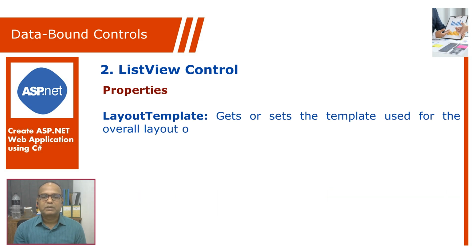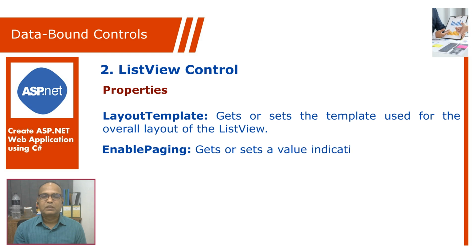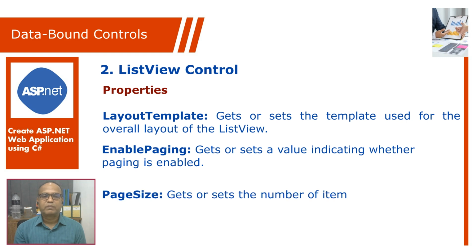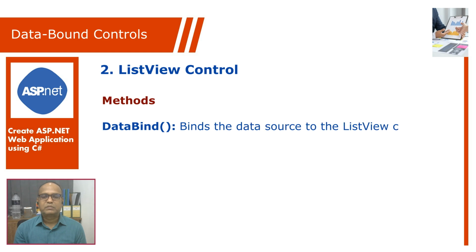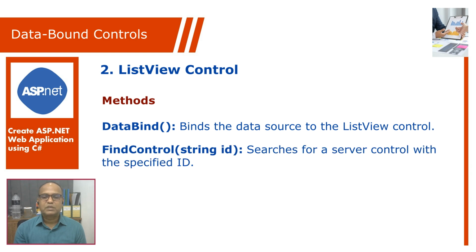Layout template gets or sets the template used for the overall layout of the list view. Enable paging gets or sets a value indicating whether paging is enabled. Page size gets or sets the number of items to display per page. Methods. Data bind binds the data source to the list view control. Find control string ID searches for a server control with the specified ID.